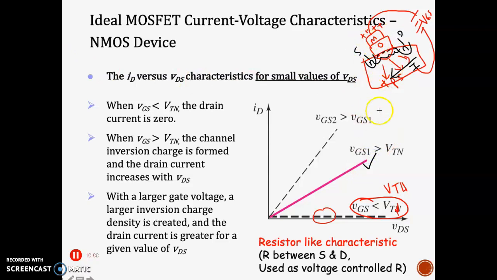Now, what will happen when you increase your VGS more? Let's say your VGS is 2 volt. So this is the area of, let me redraw again.